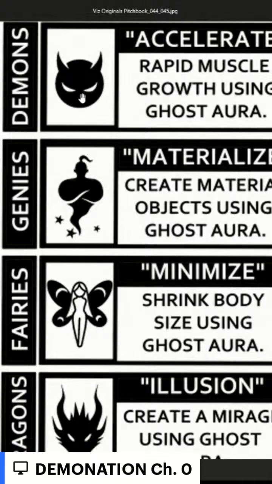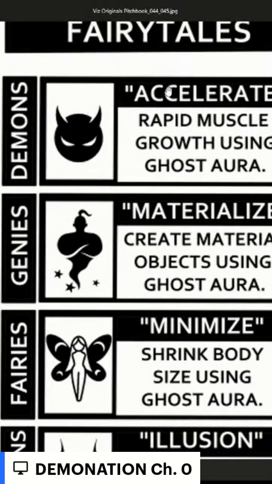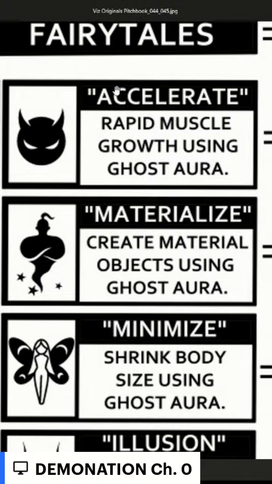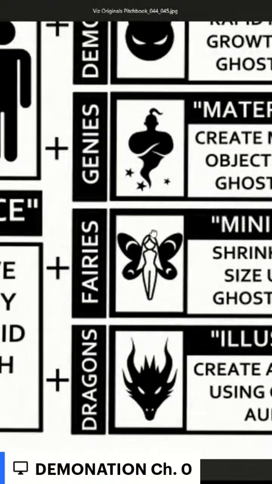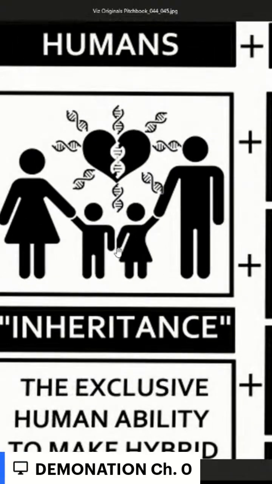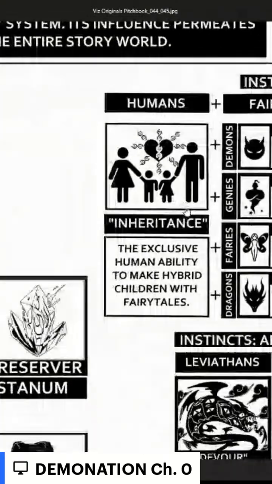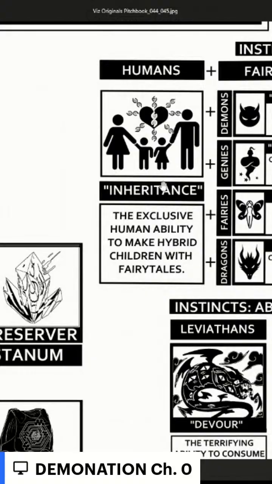So there's something that happened to their ancestor that really gave them a shortcut to these ghost arts for some reason, which I can't get into. And this is something to do with the story I told you a little bit last time. Humans have the instinct called inheritance, and it's the exclusive human ability to make hybrid children with fairy tales.